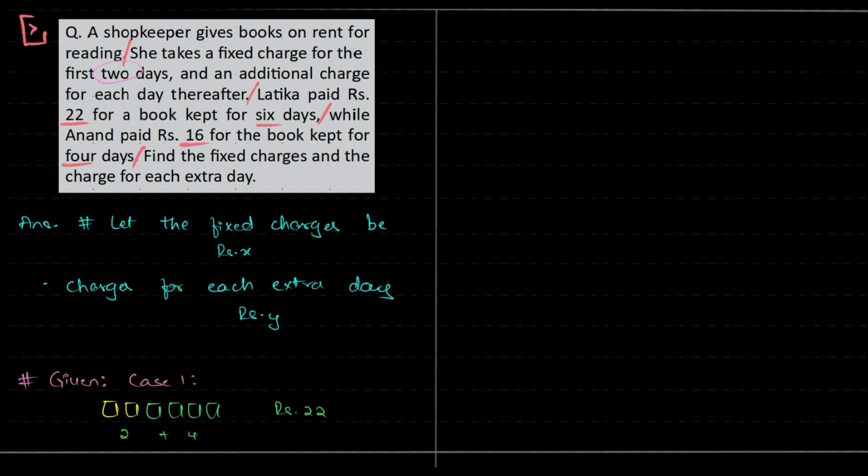Then we have case 2. Again, see, the given need not be very clear because given is mainly for our convenience. So we have this person keeping it for 4 days. So we have 2 plus 2, and this person pays 16 rupees. So it's very clear from the diagram what we have to do. The working starts with case 1.